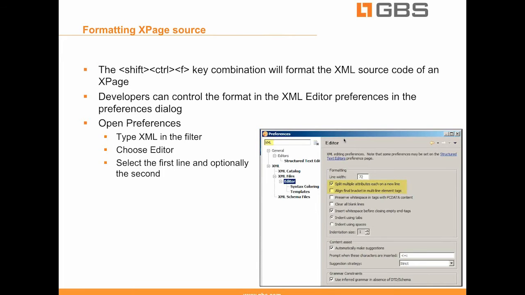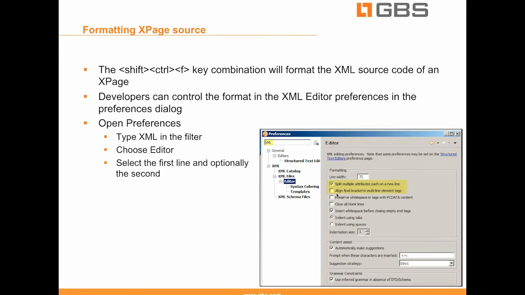But what a lot of people are unaware of is what is that formatting based upon? And that formatting is based upon the actual preferences that are set in Domino Designer. So if you go into Preferences, rather than trying to find it, you can actually type XML up into the filter here. That'll show you the editor, and you can turn on one of these two checkboxes.